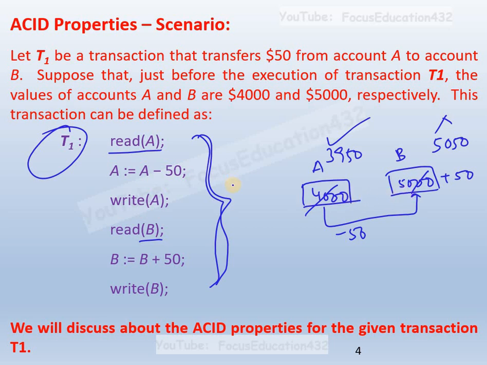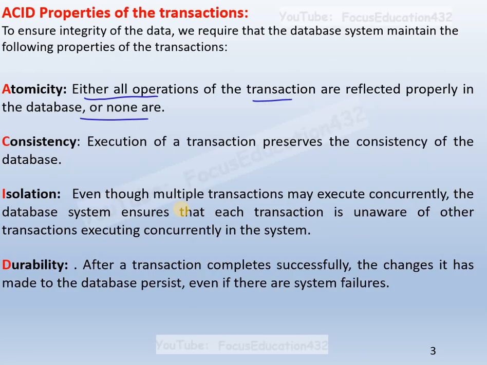So before the transaction T1 begins its execution, if the sum of A plus B is 9,000, then at the end of the transaction it should also be 9,000. That is what we mean by consistency of the database. Now we will see the definition of isolation. Even though multiple transactions may execute concurrently, right?